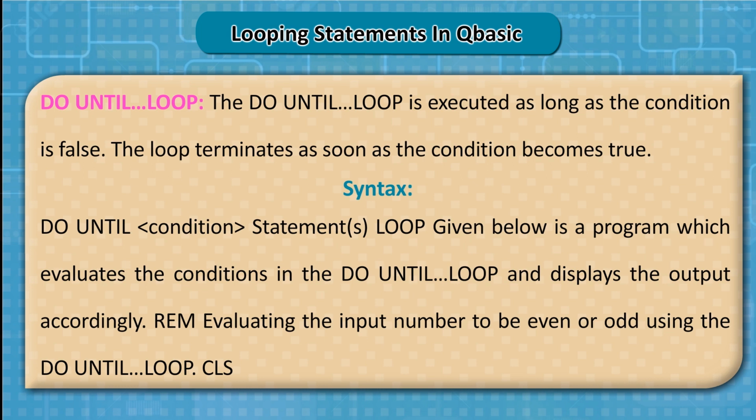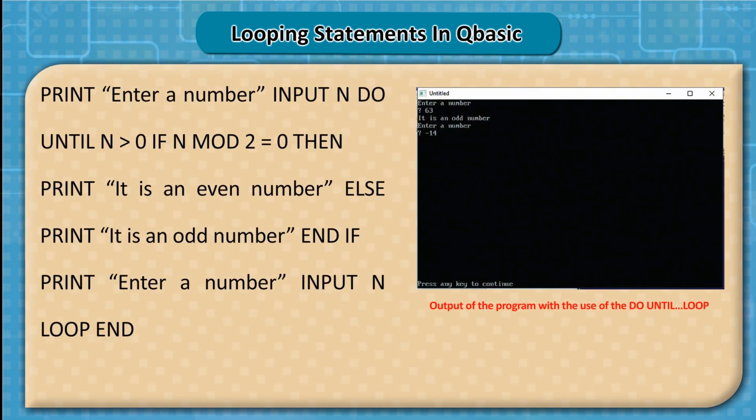Rem evaluating the input number to be even or odd using the do until loop. CLS. Print enter a number. Input n. Do until n equals 0. If n mod 2 equals 0 then print it is an even number. Else print it is an odd number. End if. Print enter a number. Input n. Loop. End. Output of the program with the use of the do until loop.